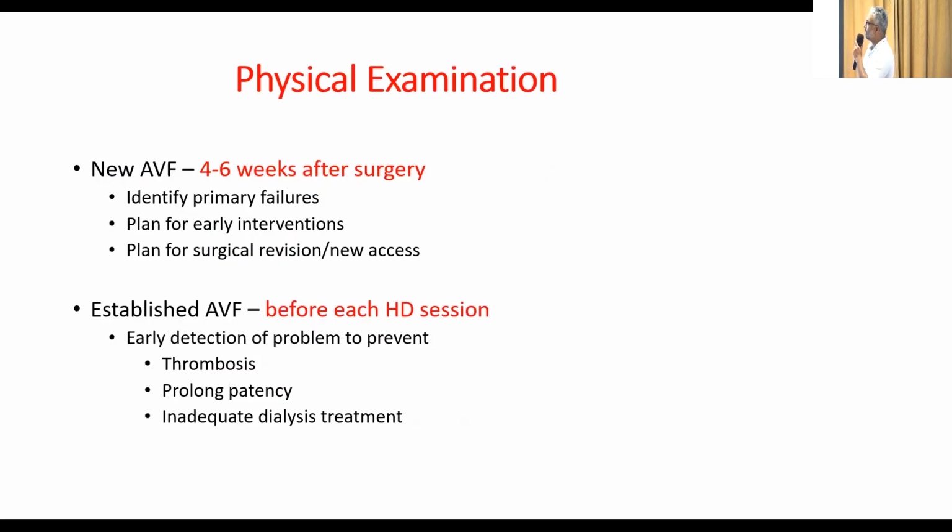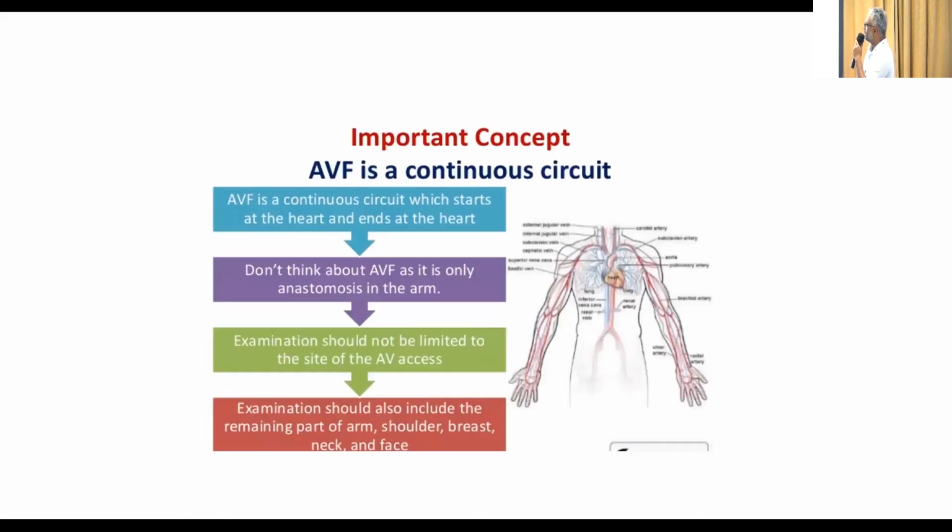So a physical examination, ideally 4 to 6 weeks after surgery, you can identify primary failures, plan for early intervention, and plan for surgical revision or new access. And before every HD session, please examine your fistula for any thrombosis, any prolonged bleeding, and inadequate dialysis treatment. So again, the AV fistula is not just here. It's the whole system until the heart. It starts here and goes right. So you have to think, you can have a stenosis here, and if you examine all through, then you'll figure it out. You'll see collateral veins, pick it up earlier, and send it to the surgeon to sort it out.